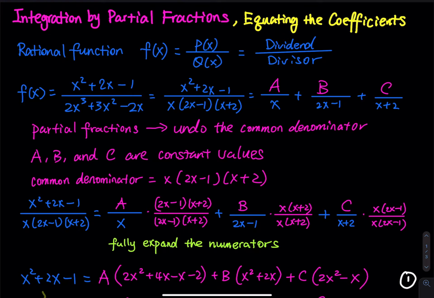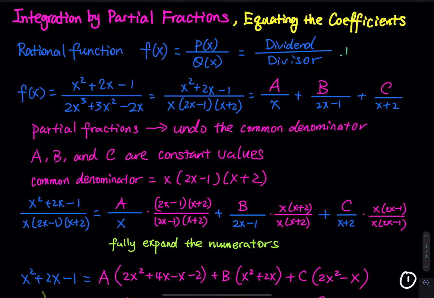The next question is related to common denominator. You have three fractions with denominators x, 2x minus 1 and x plus 2. What is the common denominator? The common denominator is simple. All you have to do is just multiply them: x, 2x minus 1 and x plus 2.